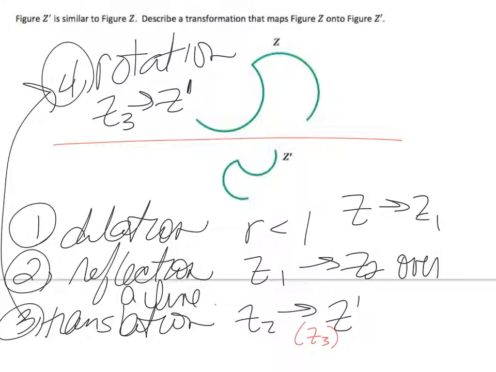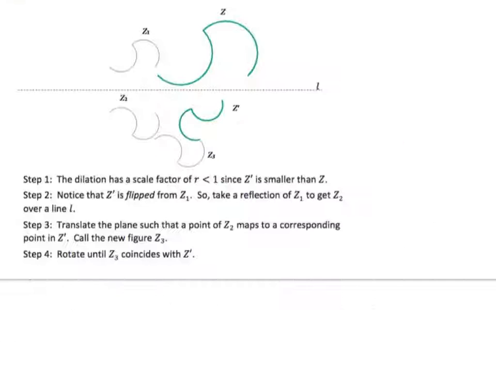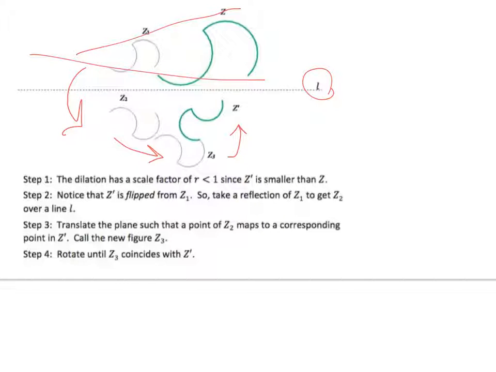So what I'm going to do down here, oh, I can't erase it. Give a Z3 there. So let's look at it. First it looks like I got smaller to Z1, and then I reflected it over line L and got to Z2. Then we did a translation to get to Z3, and then a rotation to get back to Z prime. And actually those are all the steps written out for you again.